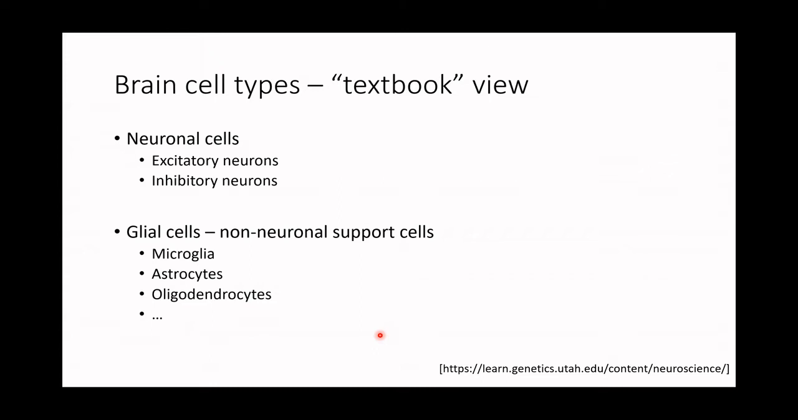what is a textbook view of things? We have these neuronal cells. Like I said, there are excitatory neurons and inhibitory neurons, those which activate other neurons to fire and those which inhibit other neurons from firing. And then there are glial cells. These are the non-neuronal support cells. They support the neurons in doing their various functions. There are microglia, astrocytes, and oligodendrocytes, among others. These are some major glial cells. And this material is taken from this particular resource.